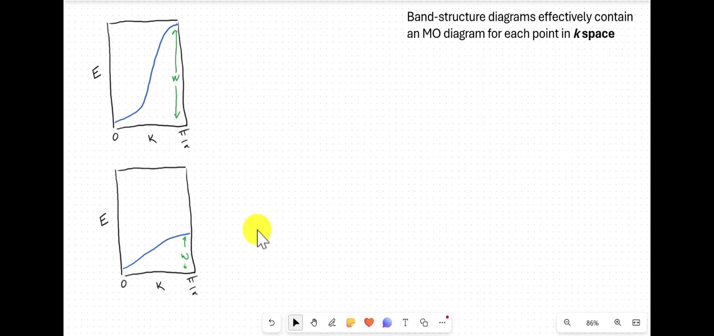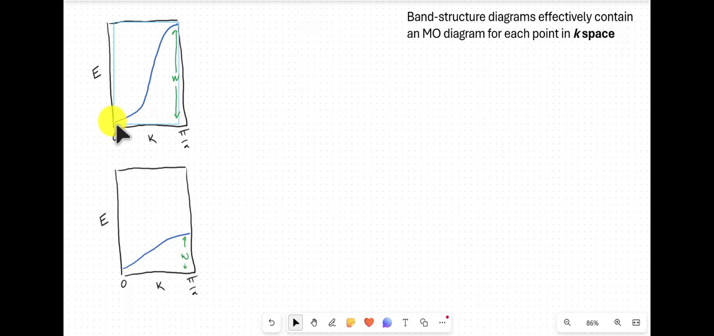And it's important to conceptualize this. What is this EK diagram, this band diagram, actually representing? Well, it's essentially an MO diagram for every point in space. This is a single band being represented here, but you can imagine if you had multiple bands stacked on top of each other. This is drawn as a line, but what it's essentially representing are discrete states, just like you would produce in a molecular orbital diagram.